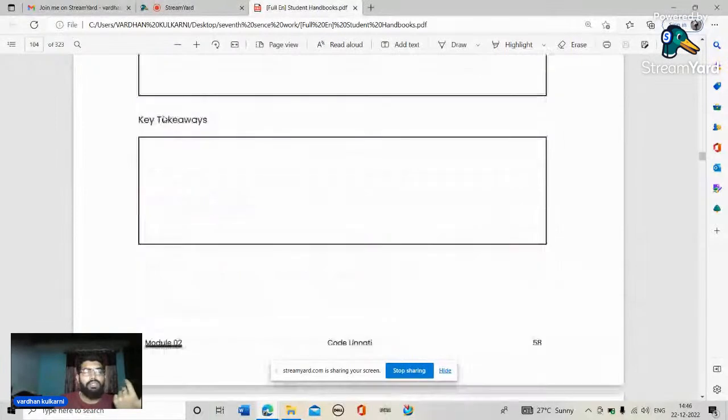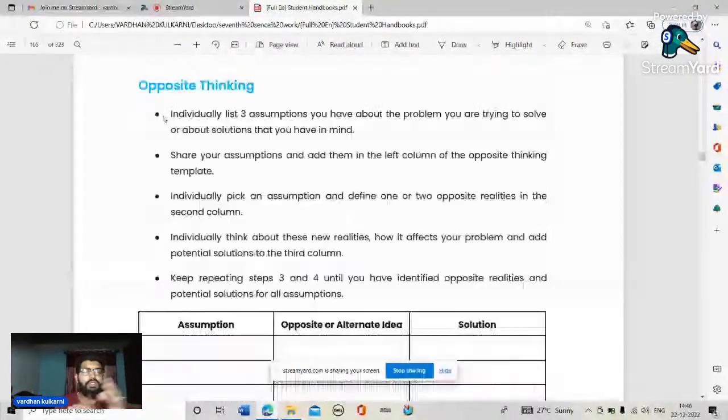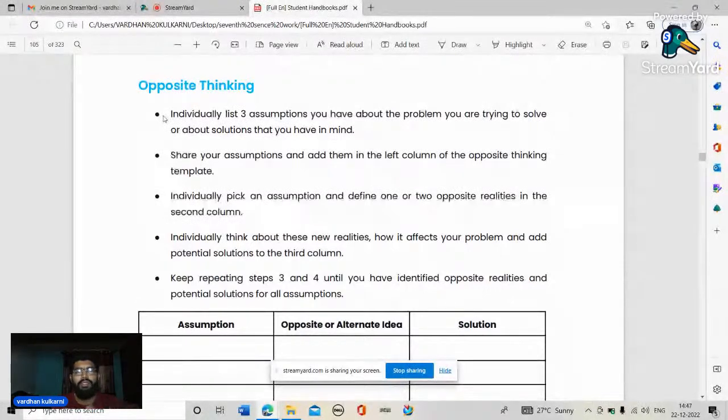Then, what's opposite thinking? Thinking the opposite way in order to get the perfect solution. Individually list three assumptions that you have about the problem you're trying to solve, or about the solutions you have in mind. Then share your assumptions to add them in the left column of the opposite thinking template, and individually pick an assumption and define one or two opposite realities in the second column. Then individually think about these realities, and how they affect your problem or potential solutions, in a third column.